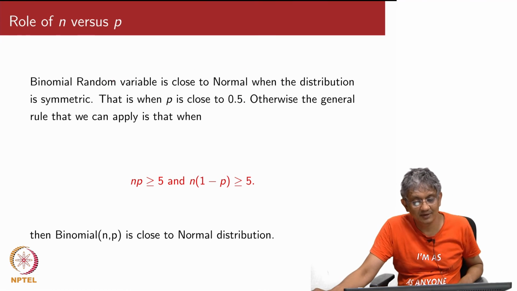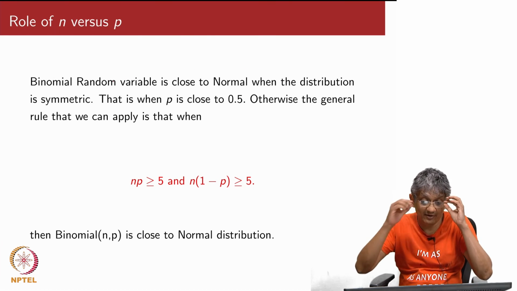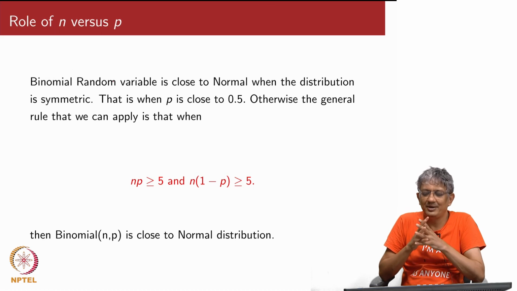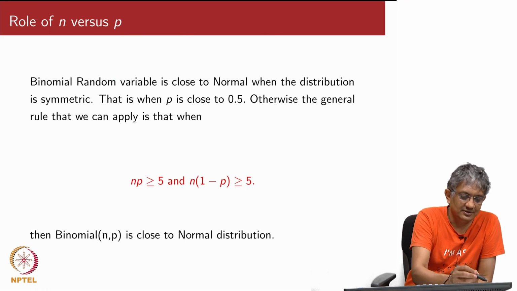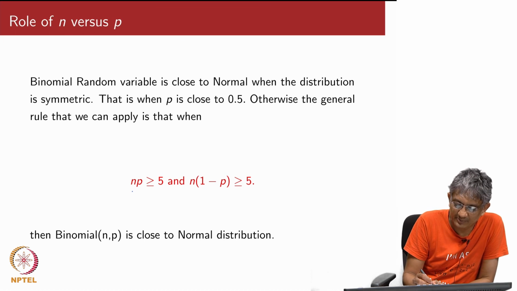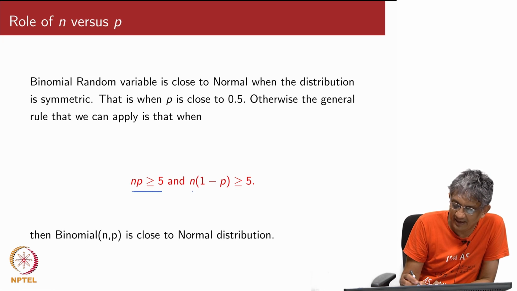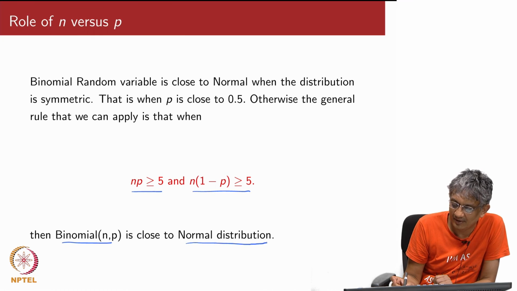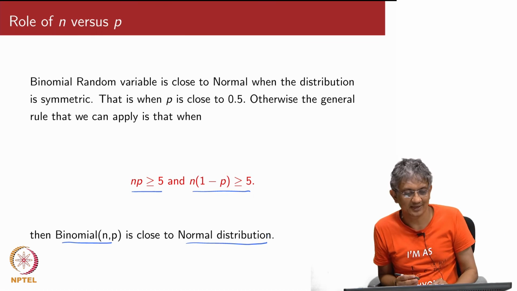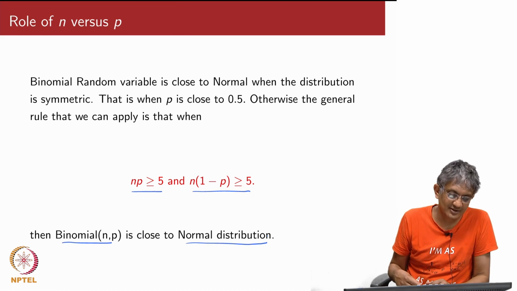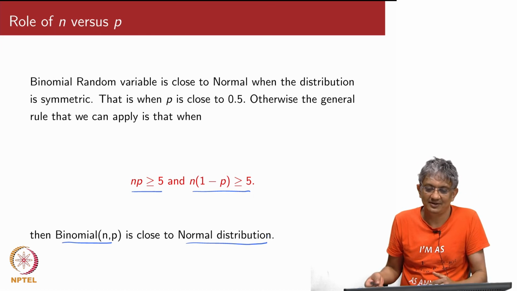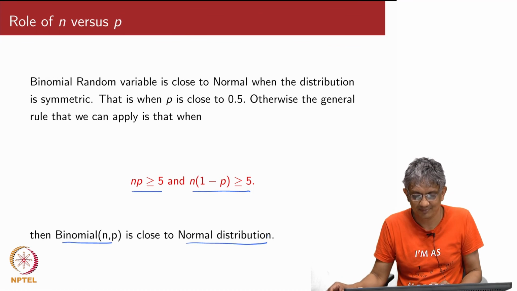The one thumb rule for getting close to normal random variables from a binomial is the following: n times p should be at least 5, and n times 1 minus p should also be at least 5. Then the binomial will be close to the normal distribution. That's the punchline, the thumb rule one can keep. And this is one way of verifying it by simulation. You simulate samples, look at the histogram, and then check if the histogram matches the normal distribution.